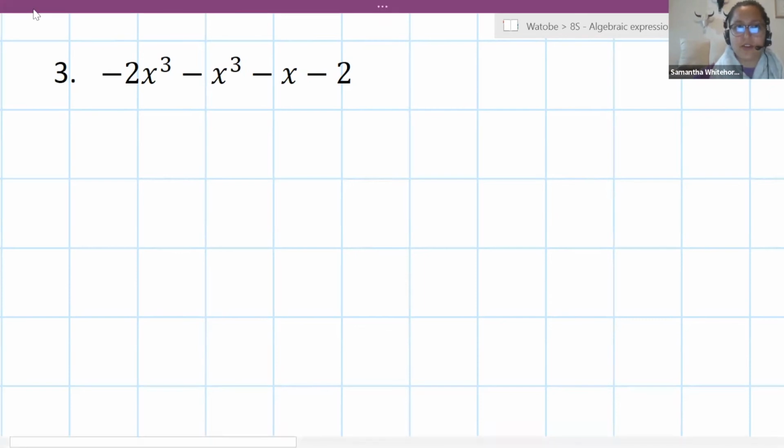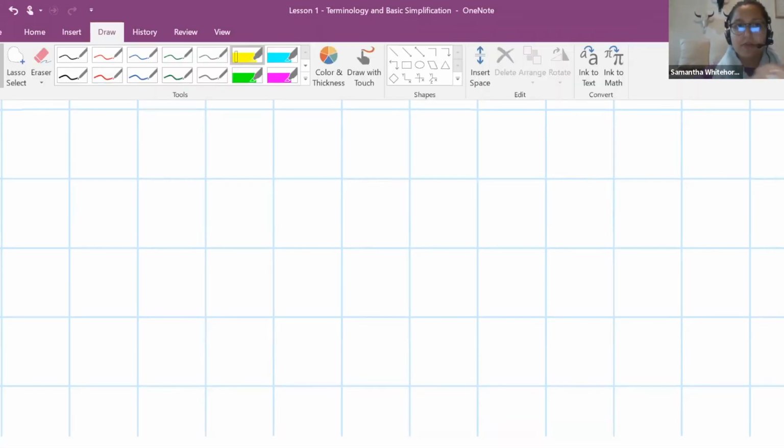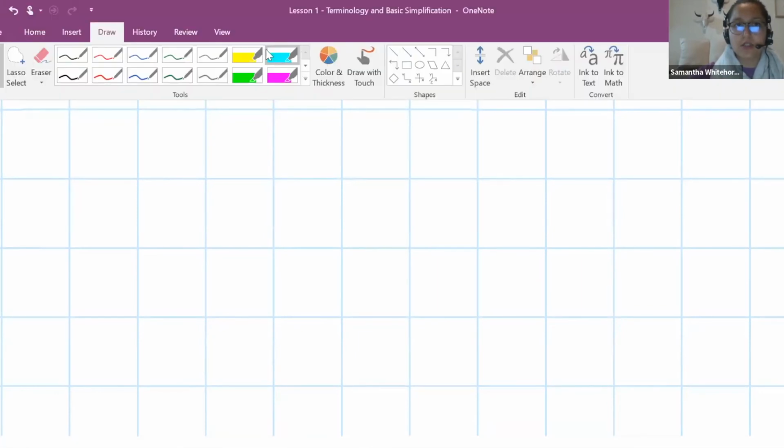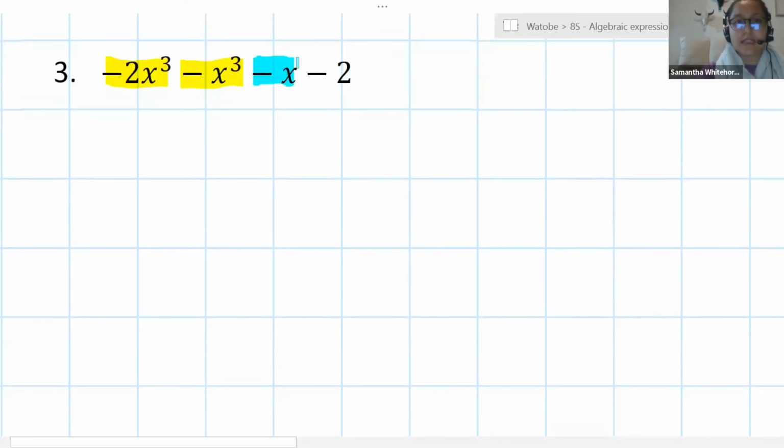Okay, so just while you're thinking, if you're a little bit stumped, remember like terms: same variable, same exponent. So our like terms here are the minus 2x cubed and the minus x cubed. We then have a minus x. And then what's a little bit new here is we actually have 3 different types of terms. We also have a minus 2, and that's that constant term that we spoke about earlier. So we actually have 3 different groups of terms that we now need to go and simplify.